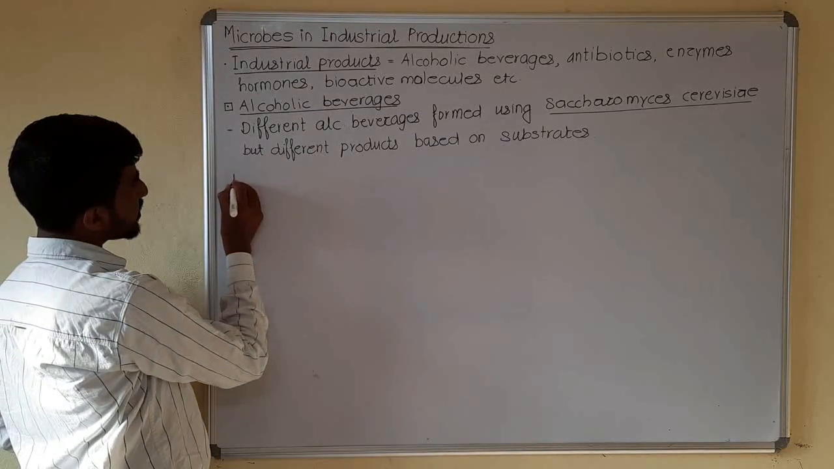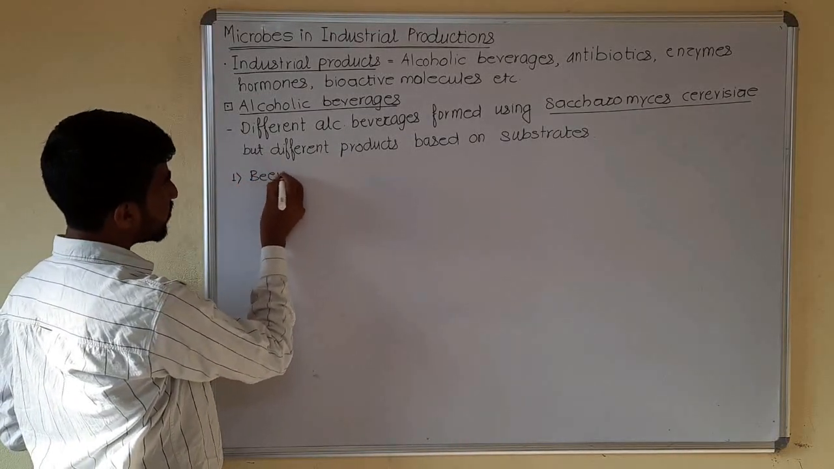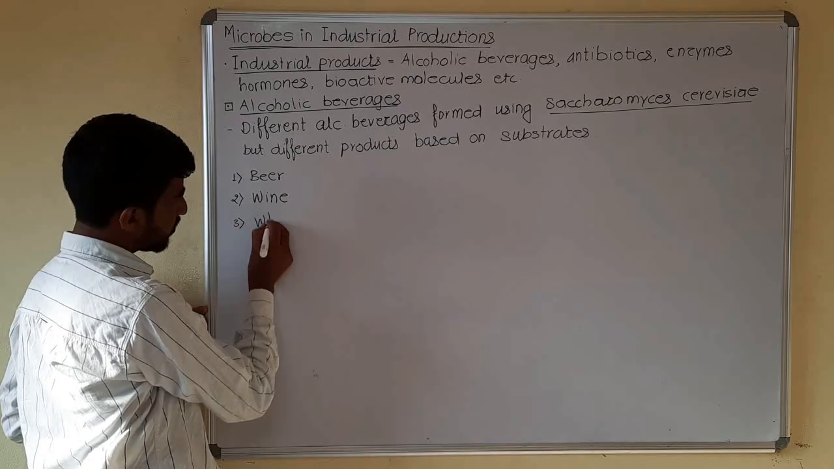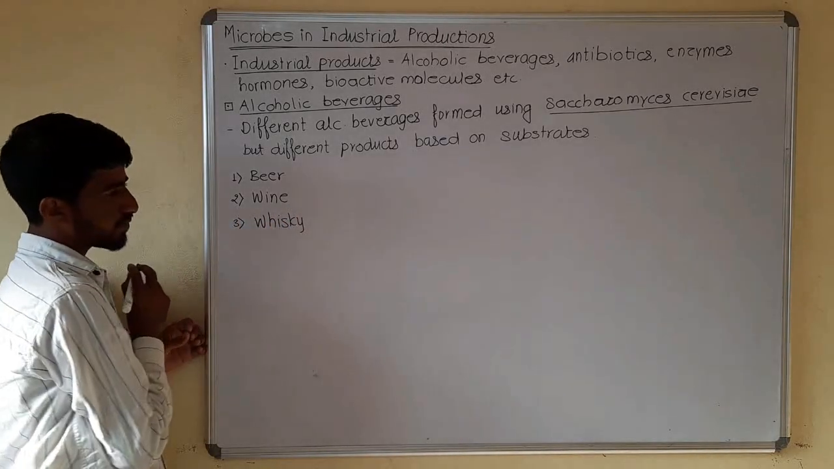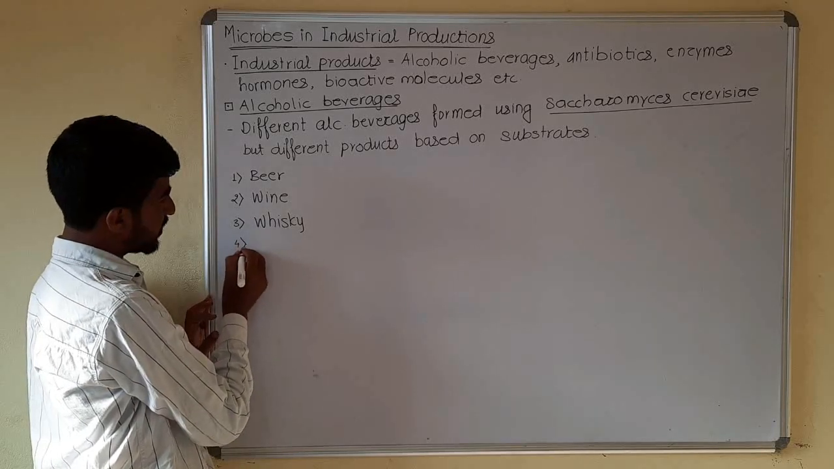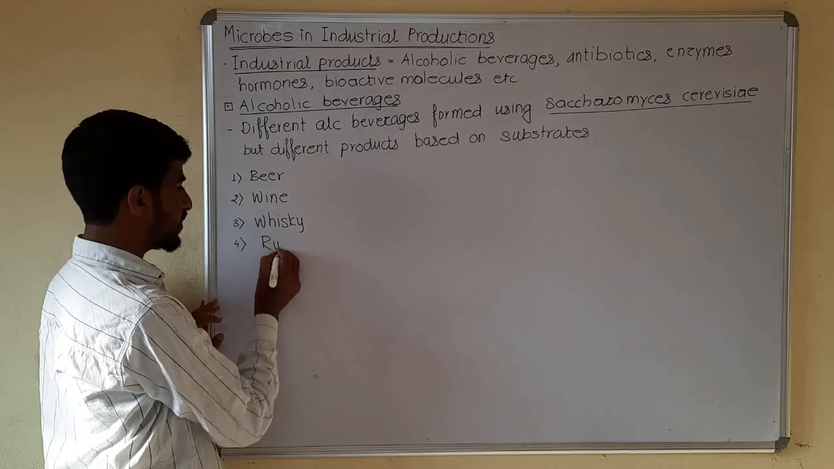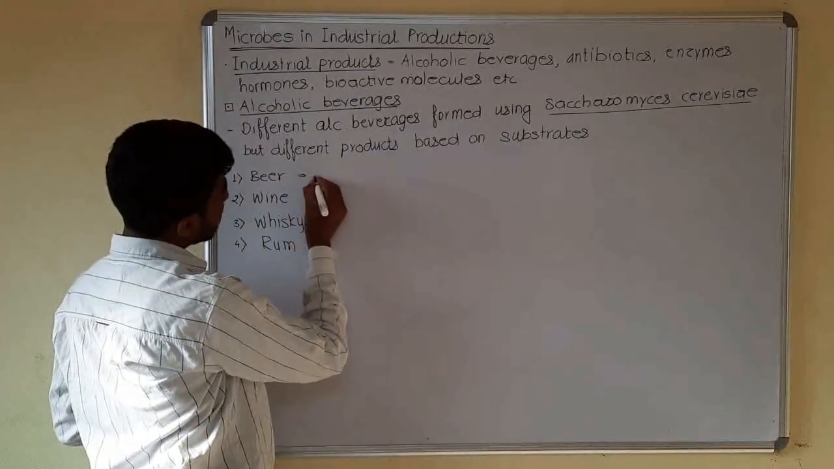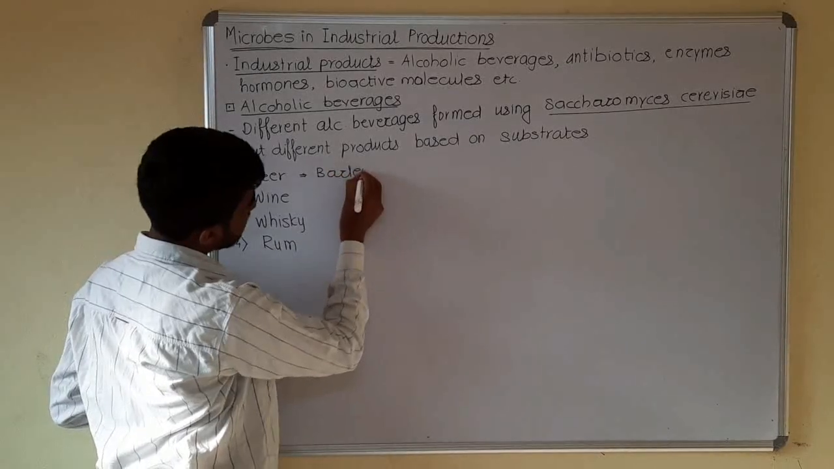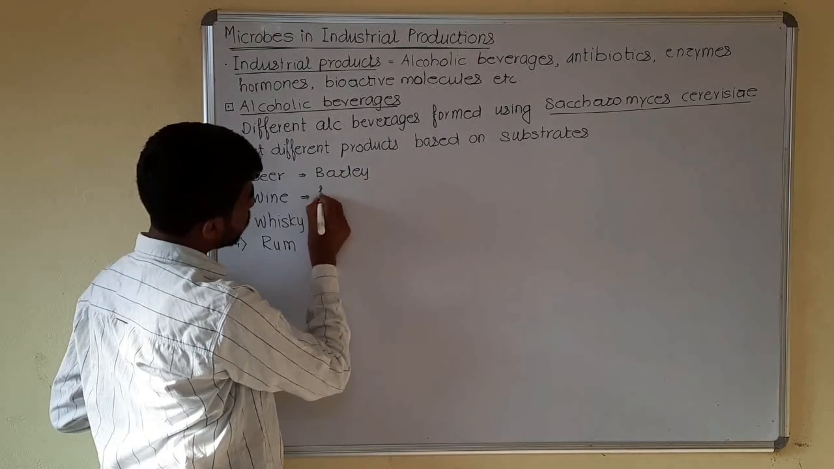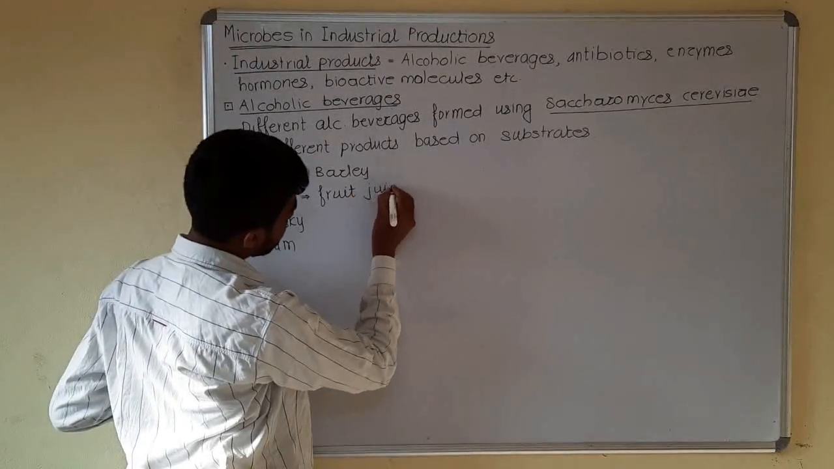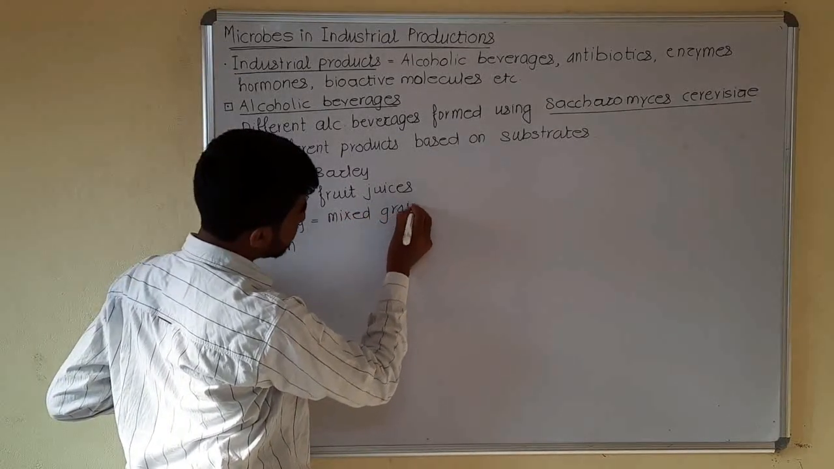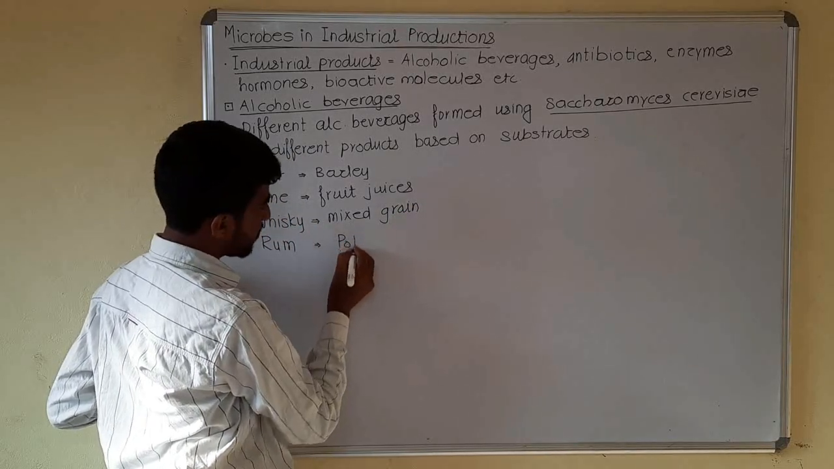Here we take, first of all, beer, second, wine, third, whiskey. Beer is prepared from barley, wine from fruit juices, one from mixed grain, and one from potato extract.